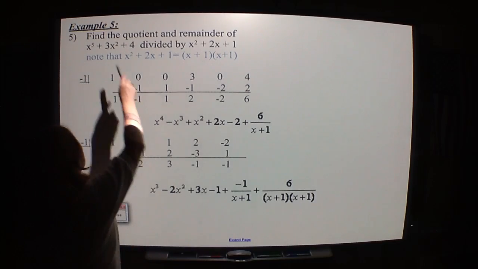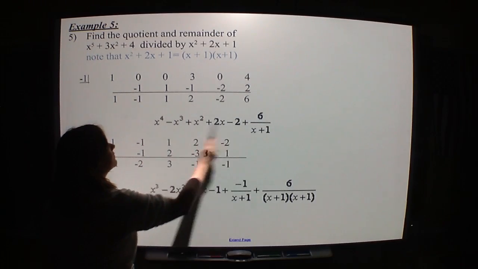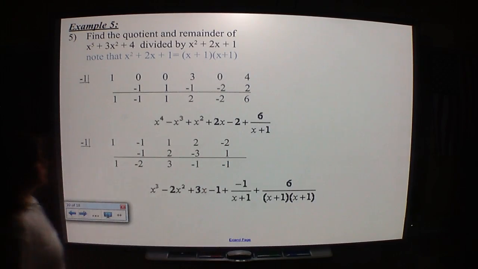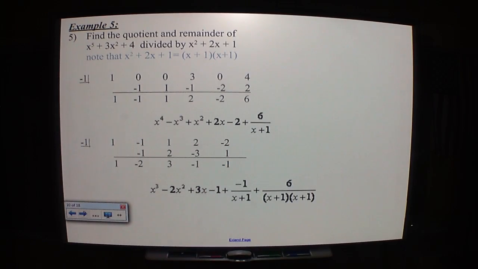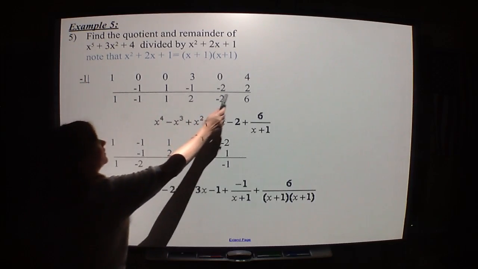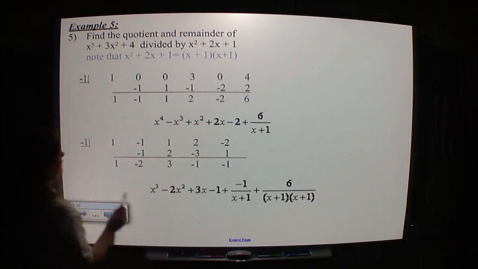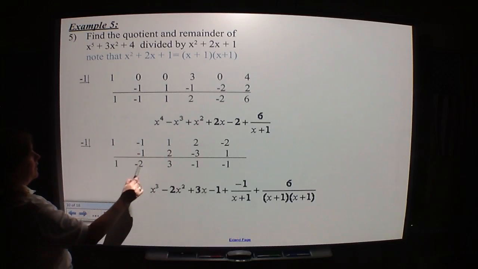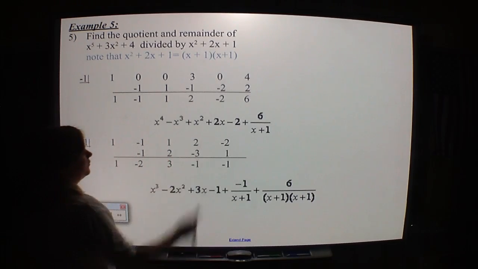And then I started with x to the 5th, now I'm at x to the 4th. My remainder is 6, which is 6 over my divisor. And then do the same thing, where you left off here. So that's where I left off. Synthetic division again, bring down your 1. Multiply, add, and so forth.